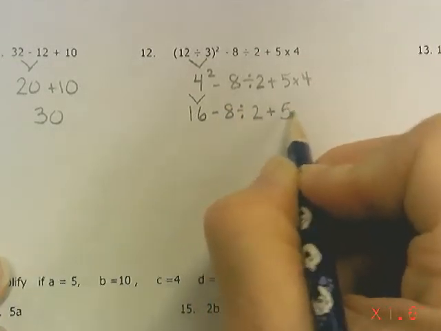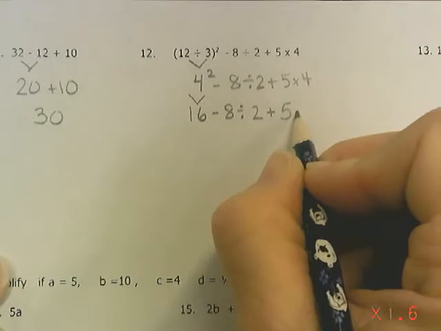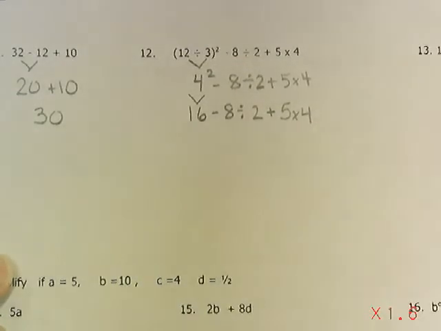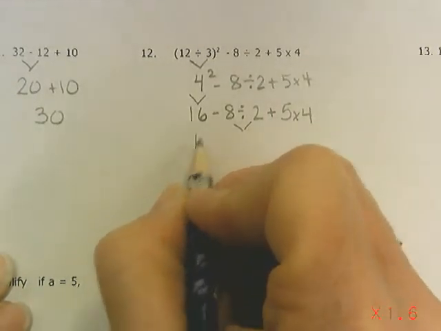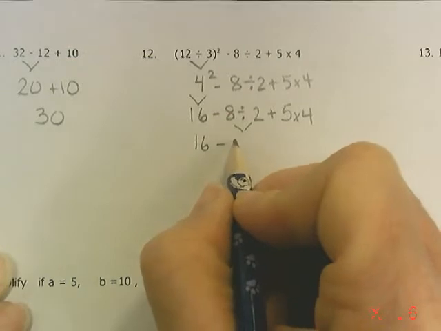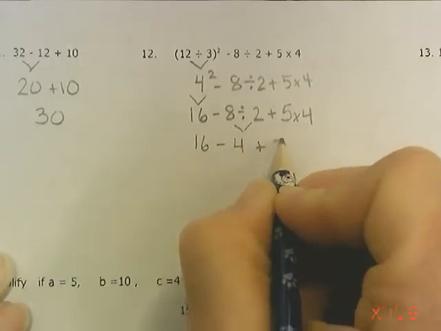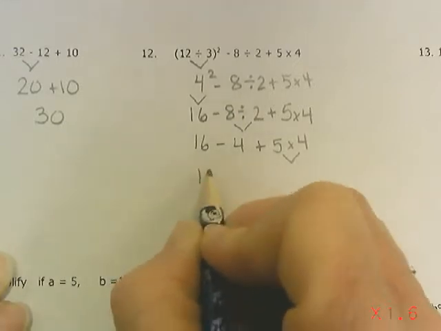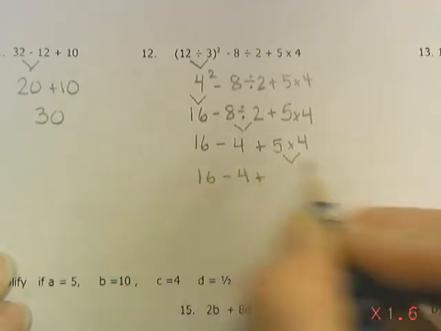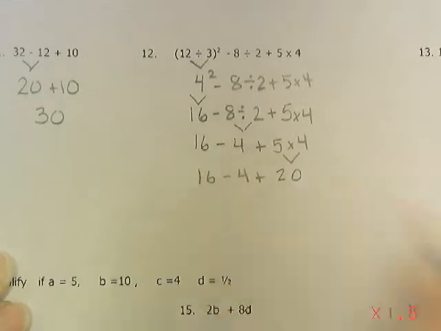Now we're left with subtracting, dividing, adding, and multiplication. Next step would be to do the multiplying and dividing from left to right. So this division is on the left. It's the first one that needs to happen. So 8 divided by 2 is 4. And next would be the multiplication before we do the addition and subtraction. 5 times 4 is 20.